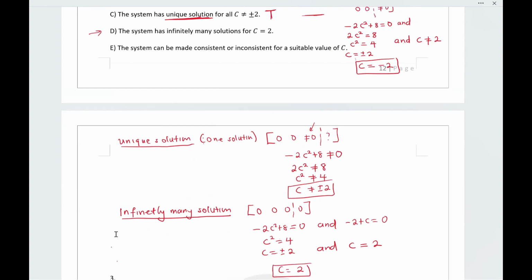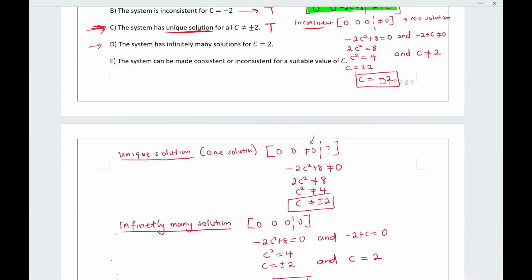So, and this is true because the system has infinitely many solutions for c equals 2. This is also true. Now, what about E? Is E true? The system can be made consistent or inconsistent for any suitable value of c. Yes. You can make the system consistent, where consistent means it has at least one solution, or you can make it inconsistent depending on the value of c that you choose. Yes, this is also true.